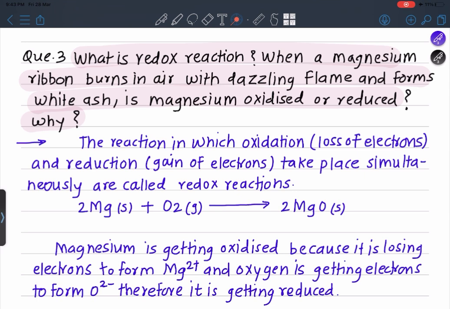Oxygen is getting electrons to form O2-, therefore it is getting reduced. The charge on oxygen is 0. Now it is 2 minus. It gains electrons. The charge decreases, 0 to minus 2. It gains electrons. Gain of electrons is reduction. So magnesium undergoes oxidation and oxygen undergoes reduction.